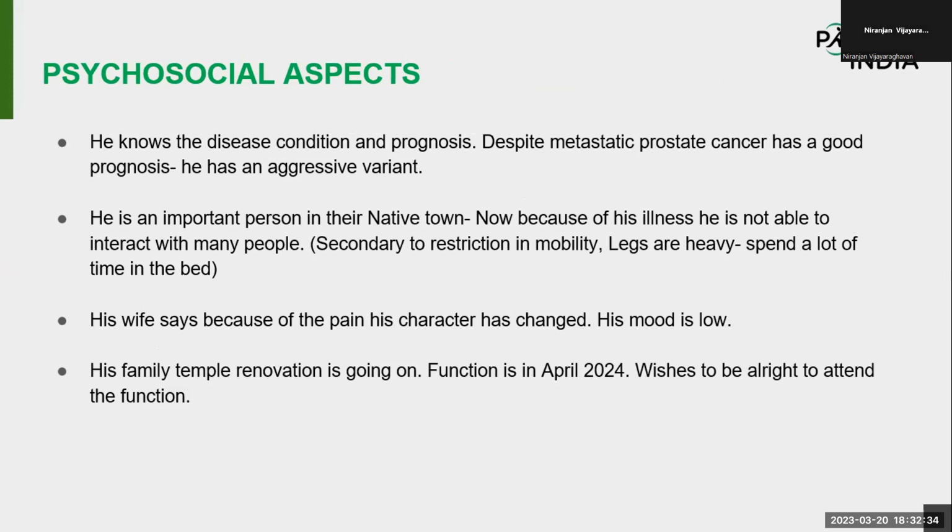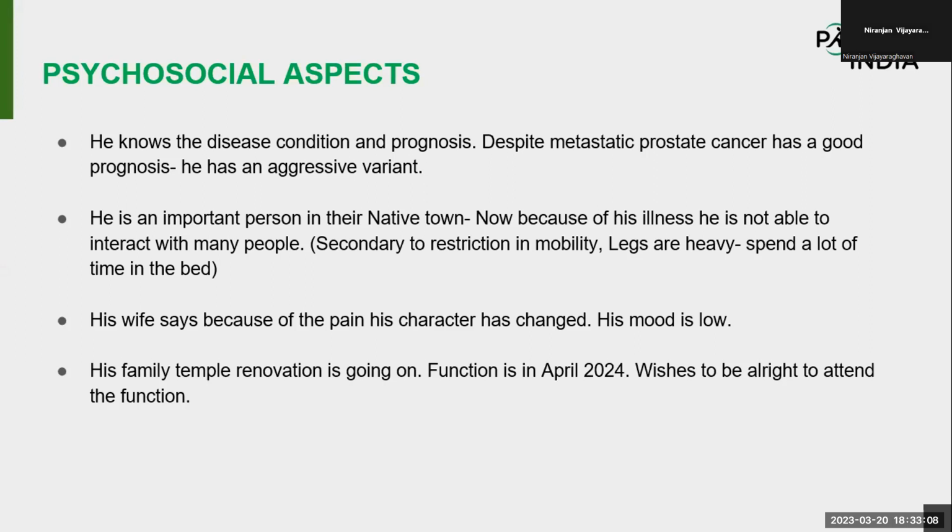Second thing is he comes from down south to a native town. He's almost like the leader or important person. So he used to have frequent visits. He runs an industry and he was the head person in that town. Because of this pain, he's almost bedridden, and with his huge lower limb DVT and edema, he's unable to move. His mobility is restricted. So he's almost bedbound. Not completely, he is able to move, but most of the time he spends in his bed.